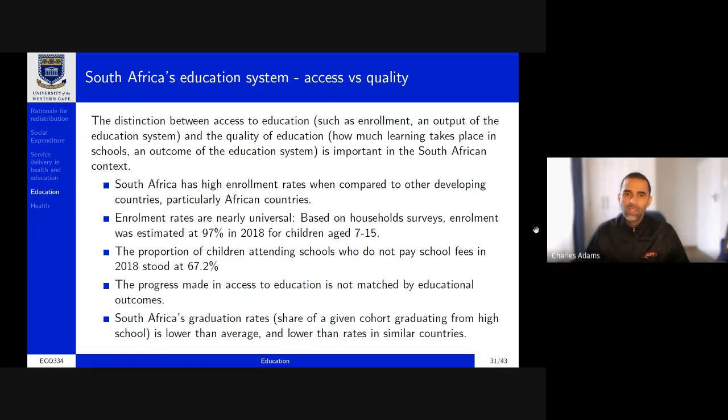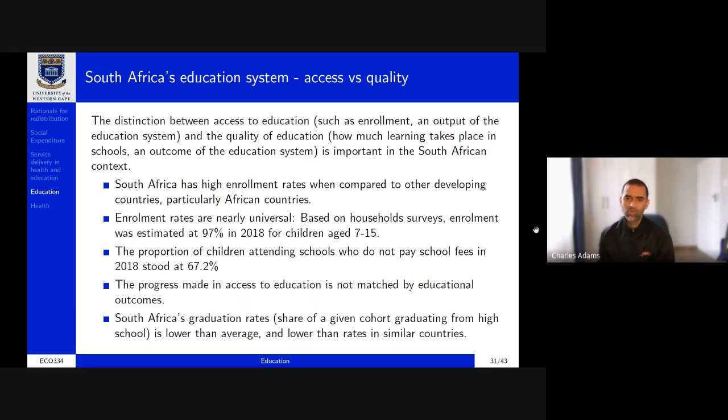All right. Access versus quality in our education system. So the distinction between access to education, which is are people going to school, and the quality of education, which is how much learning takes place once they arrive at school, is a very important distinction in the South African context. South Africa has high enrollment rates, so access to education in South Africa is near universal, right? Almost all kids in South Africa do have access to education facilities. Of course, there's a lot of variation in the quality of that access.